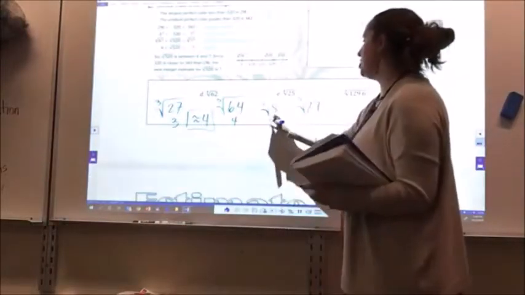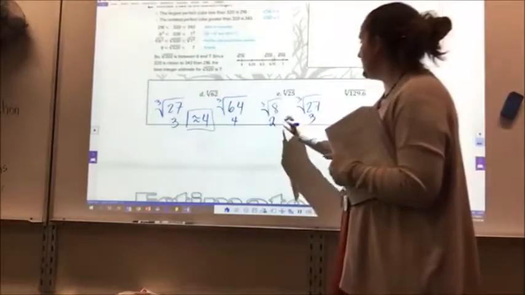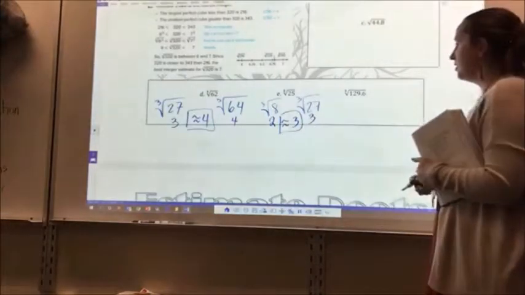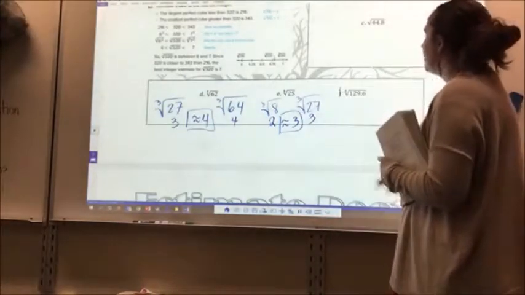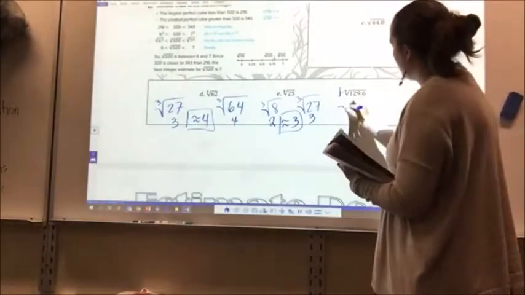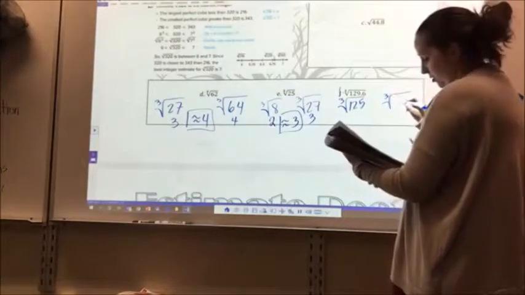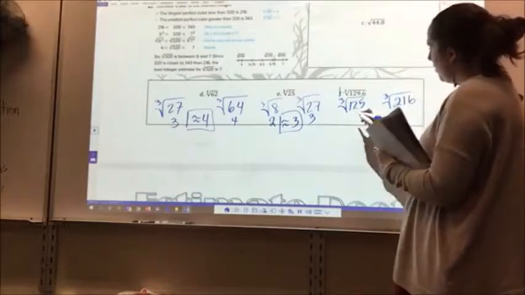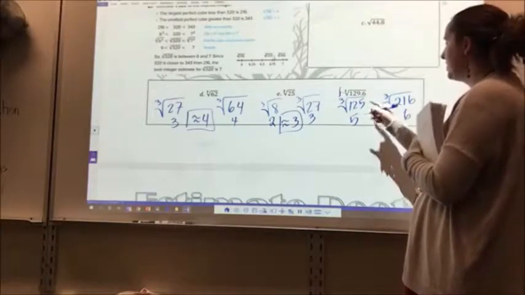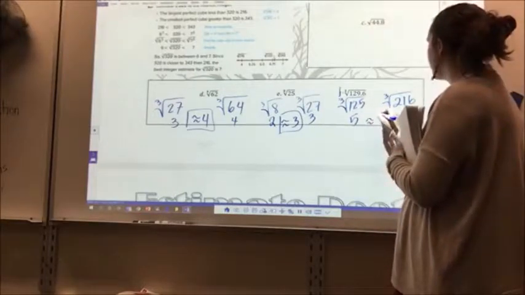Cube root of 8 is 2, cube root of 27 is 3. 25 is closer to 27, so this one's going to be approximately 3. Letter F, cube root of 129.6. So that's between the cube root of 125 and the cube root of 216. The cube root of 125 is 5, the cube root of 216 is 6. So 129 is closer to 125, so this one's going to be approximately 5.